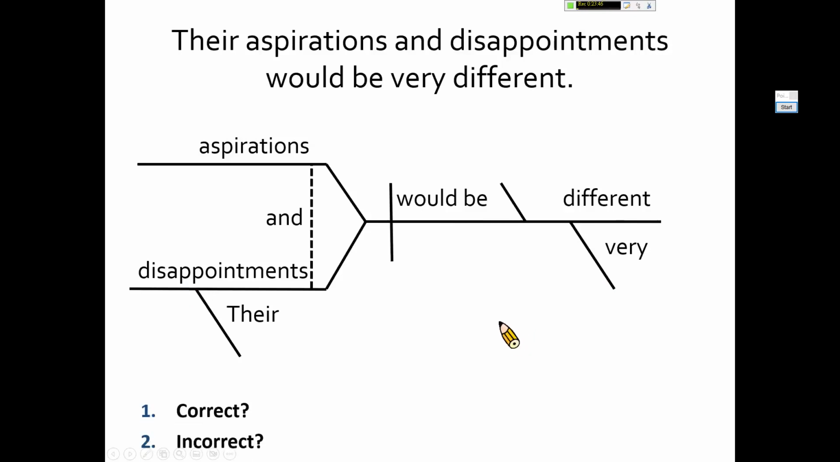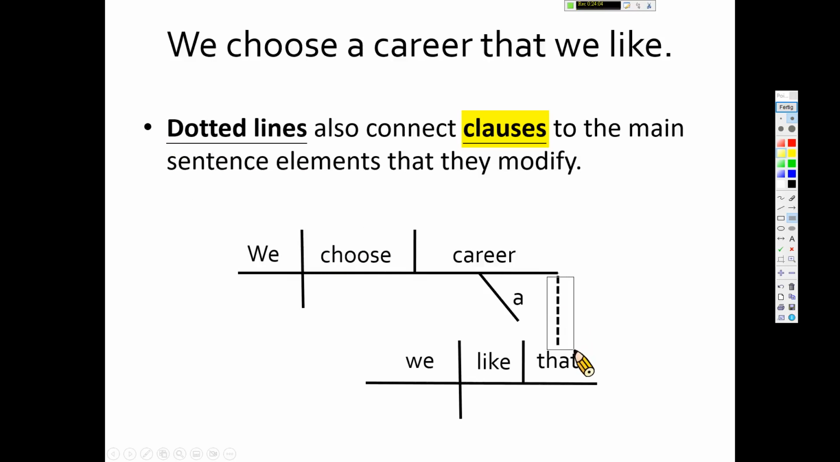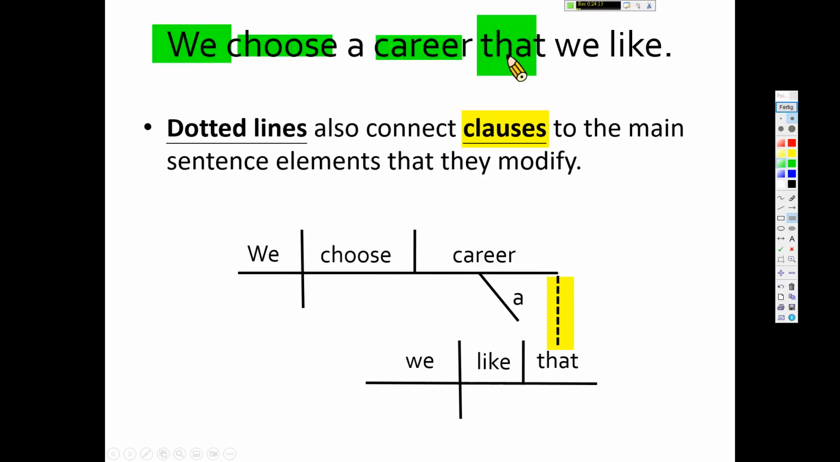Okay, so the next one, we have a clause. We will move on to the clause. How can we use sentence diagramming to draw a clause? Basically, we are using a dotted line. So let's look at the sentence here. We choose a career that, this is the clause, right? A relative clause, with a relative pronoun to lead the clause.